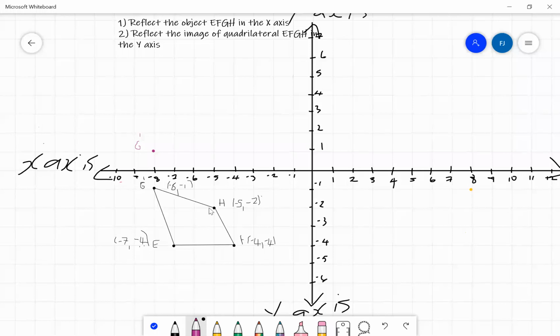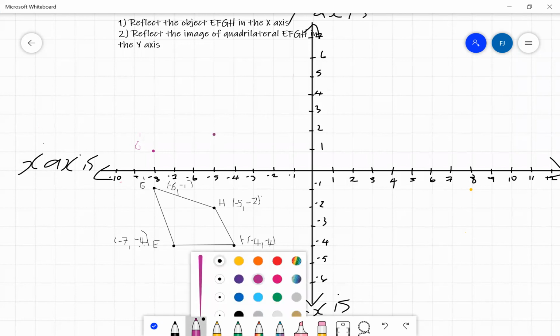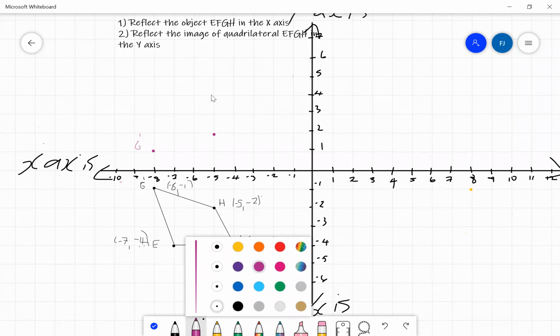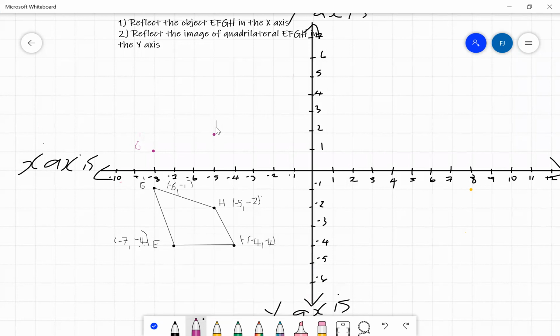Point H can be seen to be 2 units from the mirror line, which is in this case the x-axis. So from H to here is 1, and from here to the x-axis is 2 units. So we'll count 2 units in the opposite direction, 1, 2, and that gives us our H prime. Bear in mind that the position of each coordinate is important, so as we reflect them, we will also label them.